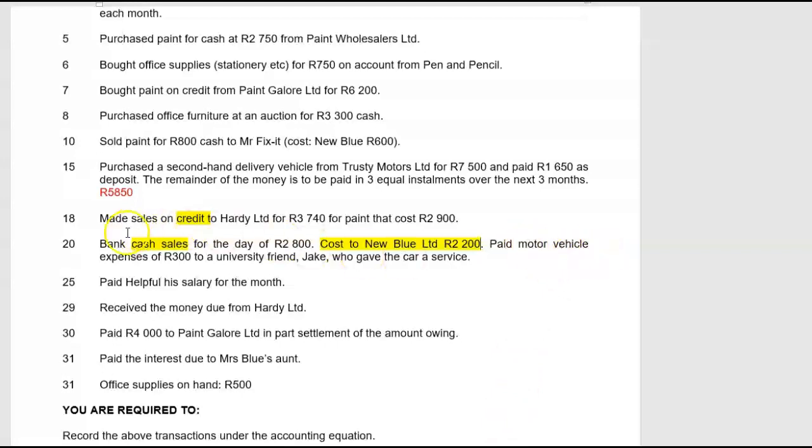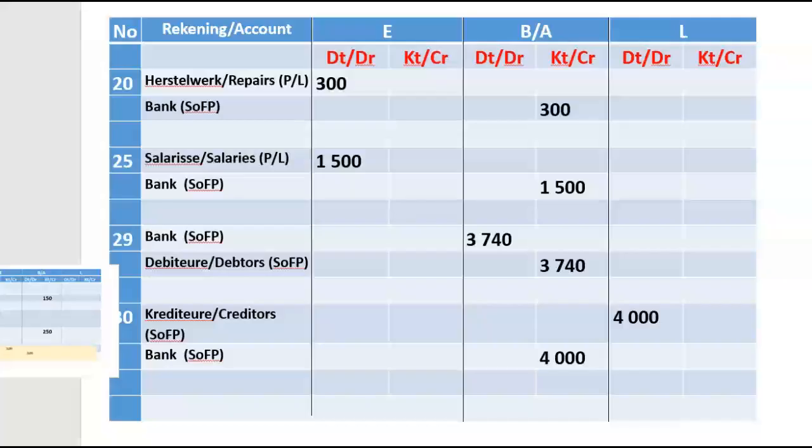We also paid motor vehicle expenses of 300 Rand to a university friend, Jake, who gave the car a service. So obviously our bank asset has decreased, credited with 300 Rand, and it was a service that he provided to us, so therefore an expense account, repairs and maintenance, profit or loss, debit, which will reduce equity because it's a debit against equity of 300 Rand.